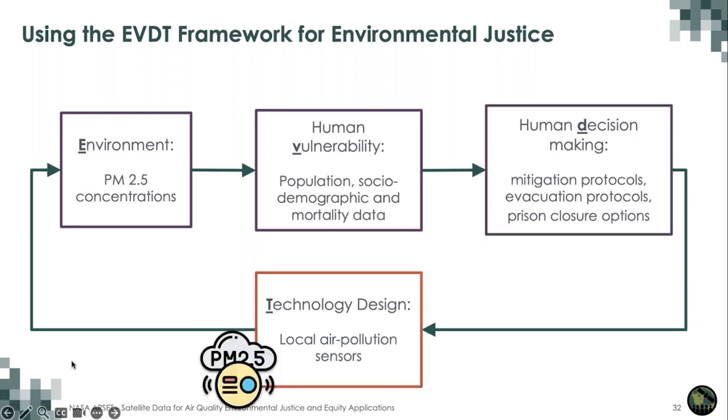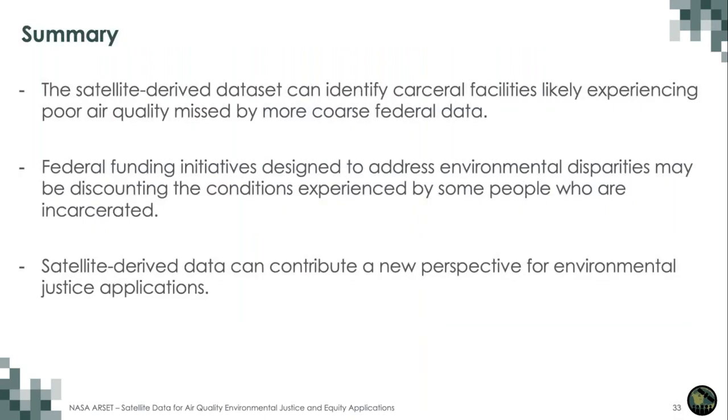And lastly, in the technology design module, which we don't always use, in this case, we might discover that to improve a decision, we want higher quality, localized air pollution data, and might want to consider something like air pollution sensors or an airborne campaign, etc. But this isn't always the solution, as technology doesn't always improve the pursuit of environmental justice outcomes.